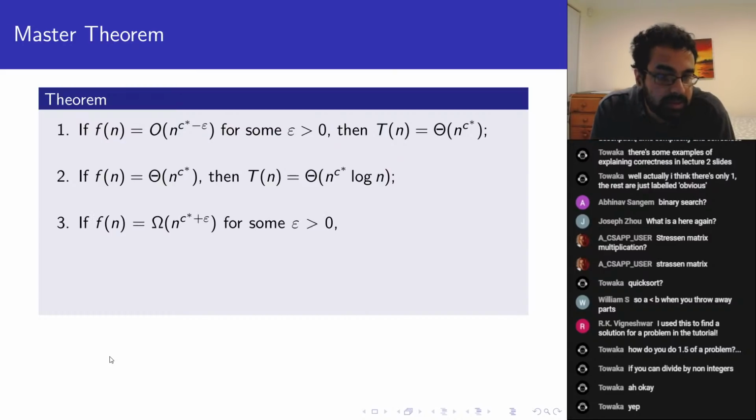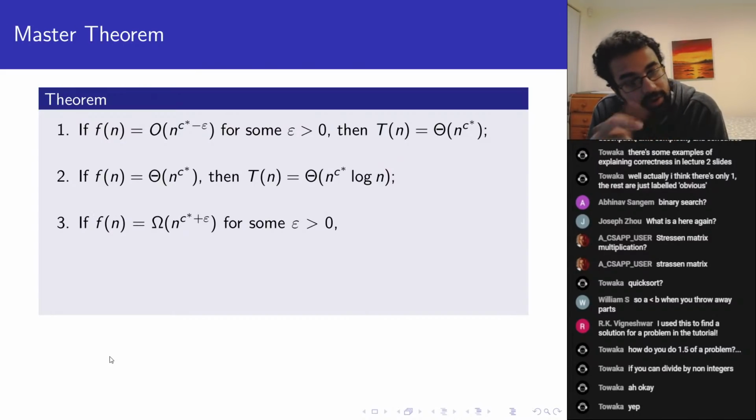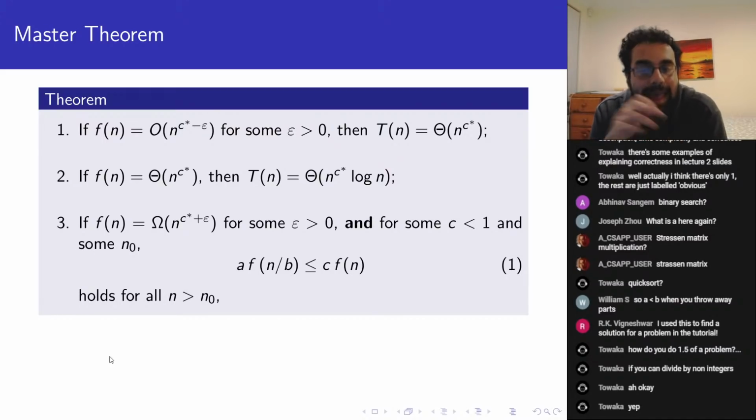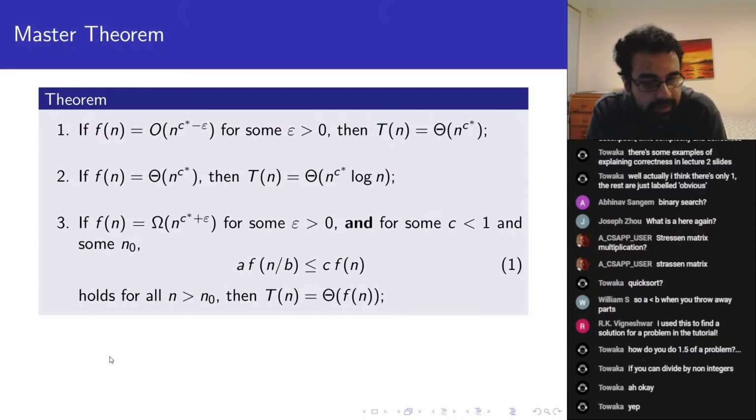The third case is a little more complicated. Here we go the other way. Fn, the amount of work taken to split up and recombine, is big omega, so it dominates the critical polynomial plus a little bit. And also this inequality holds, then the solution to our recurrence asymptotically is just the amount of work to split up and recombine.